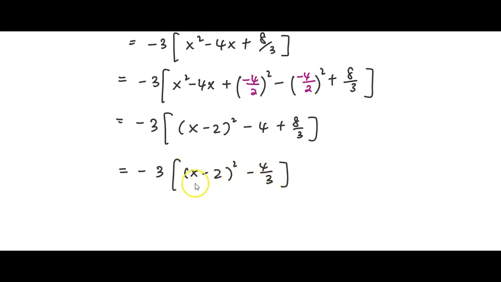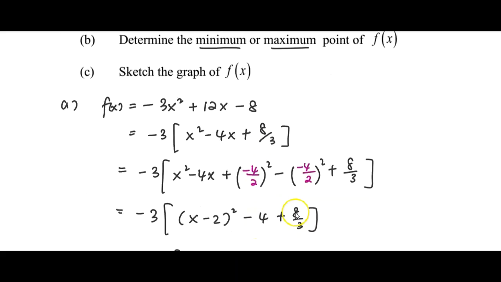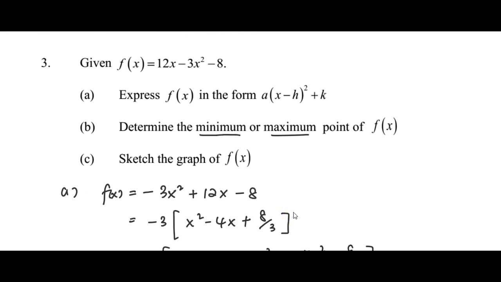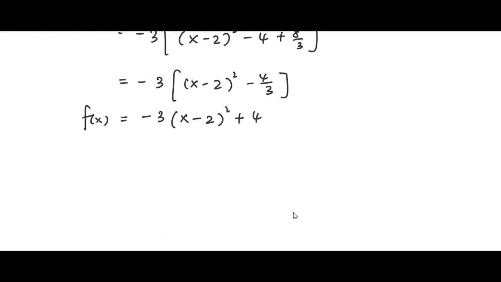Now you have done the completing the square, you can multiply the negative 3 inside. So your f(x) will be negative 3 multiplied by (x minus 2) squared. Negative multiplied by negative, you get positive 3 multiplied by 4 over 3, meaning that you get a positive 4. So you have already done question A.